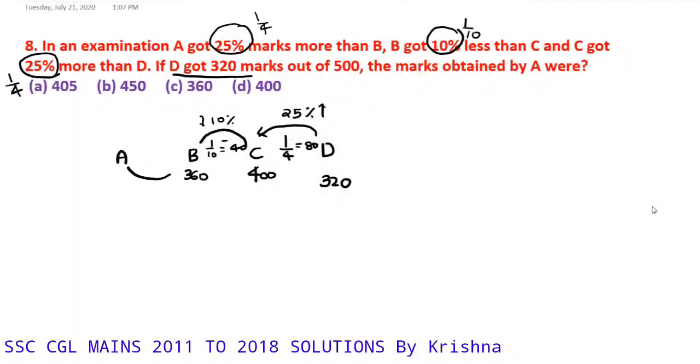And A got 25% marks more than B. So that is 1/4 of 360, which gives us 90. So 90 plus 360, so the marks obtained by A is 90 plus 360, which is 450. So marks obtained by A is 450 marks.